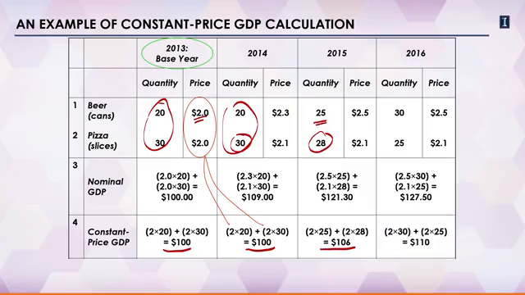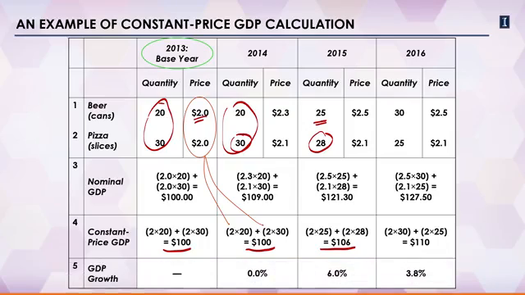One final step, we calculate real GDP or constant price GDP of this economy in 2016, and again apply the base prices, and we get 110, which shows a 10% increase over 2013 or 2014, but less from 2015. In fact, we can calculate the GDP growth rate between different years. Then we get 0% for 2014, 6% for 2015, and 3.8% for 2016.